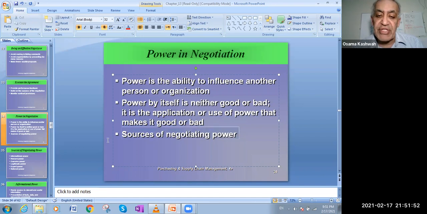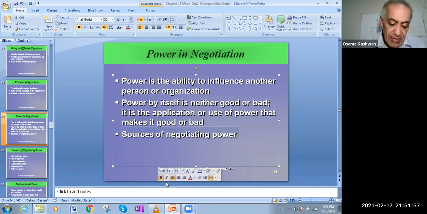Source of negotiating power as well. So, what is the source of the negotiating power? Take, as an example, the oil countries. They have the power of the oil. When they negotiate, they have a strong background or a strong standing because they have something that the world is missing or other countries are missing. This is how it goes.